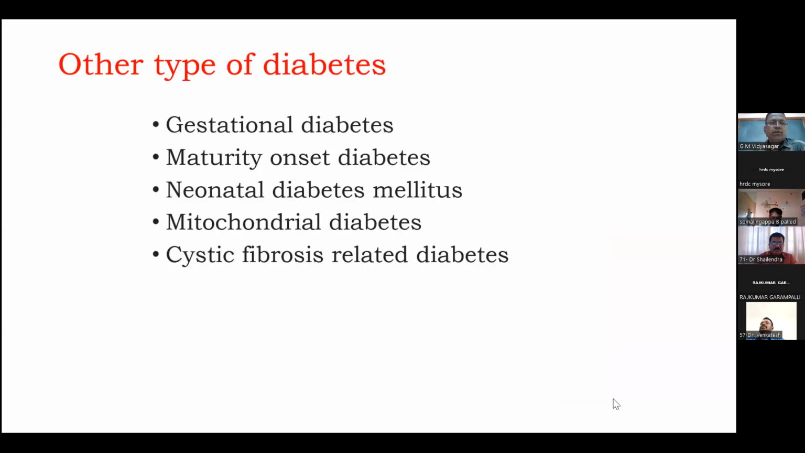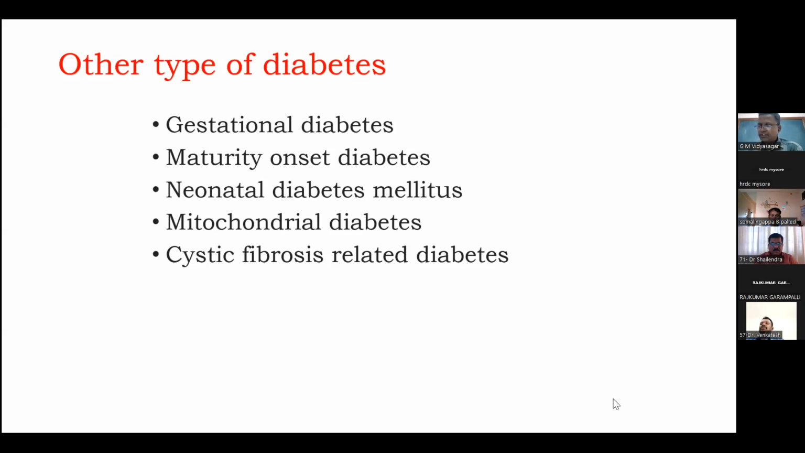Other than this, we have gestational diabetes, maturity onset diabetes, and neonatal diabetes. These are mitochondrial diabetes and cystic fibrosis related diabetes. These are also not that common, but they are available. In very few cases, we see these diseases.